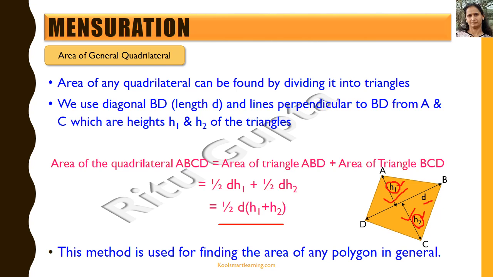Now this method is used for finding the area of any polygon in general. So this is not specific to quadrilaterals. So if we have any other figure, say for example a five-sided figure like this, here also we can divide this figure into three triangles and then find out its area by finding the area of each triangle and then adding it. So this is an approach which we use for finding out the area of any polygon in general.